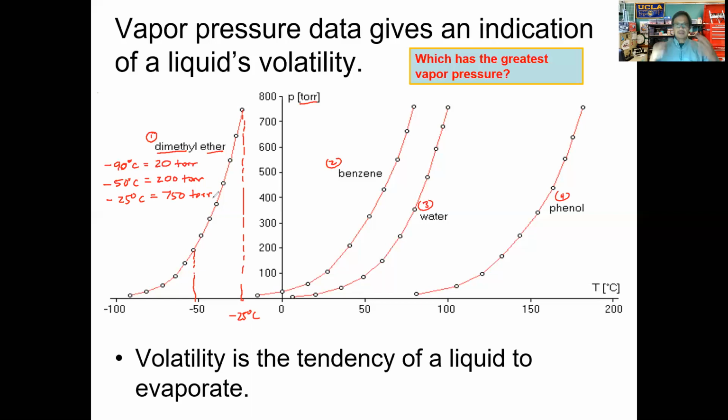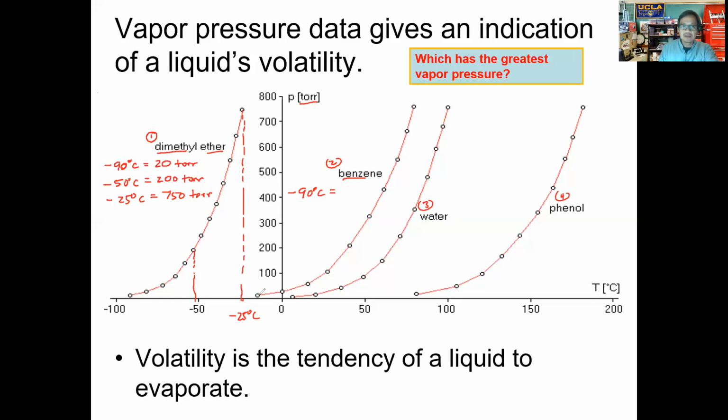Let's do the same thing for benzene. At negative 90 degrees Celsius, what is the pressure for benzene? Well, folks, it doesn't even register a pressure at negative 90 degrees Celsius.